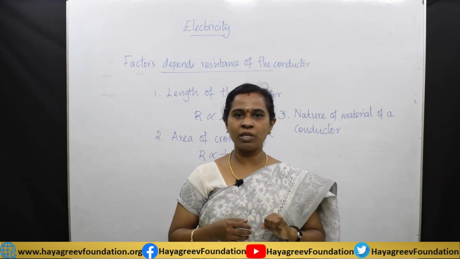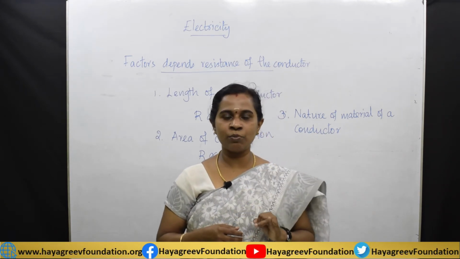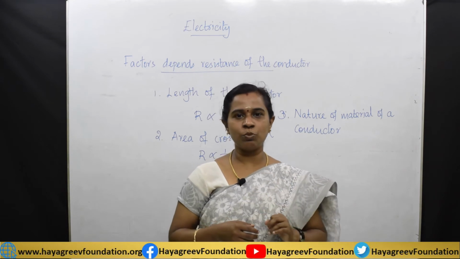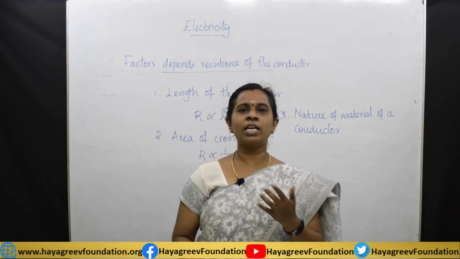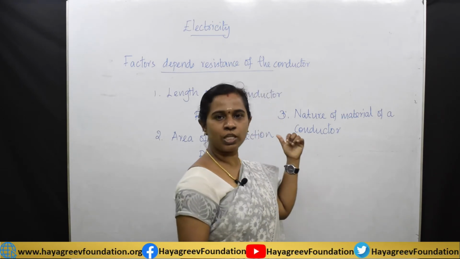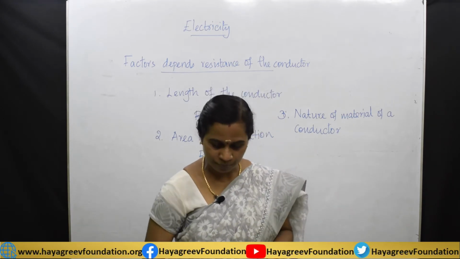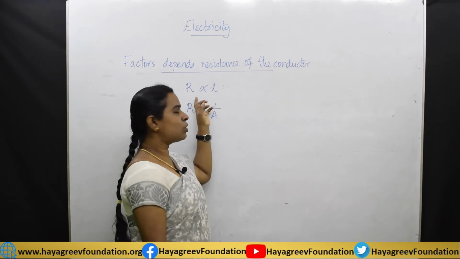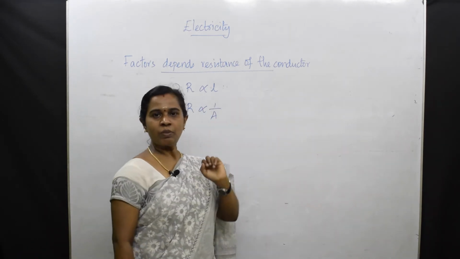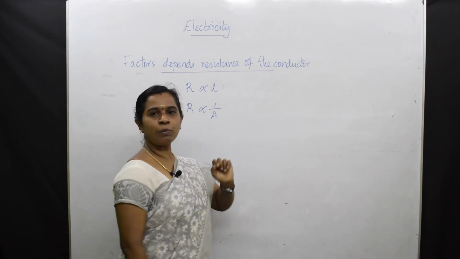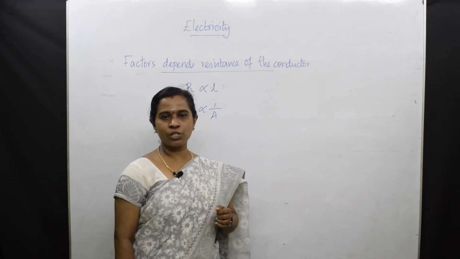One is length of the conductor, second one is area of cross section of the conductor, third one is nature of material of the conductor. Now how they are asking twisted model questions from this topic, let me see. As we know, resistance of the conductor is directly proportional to length of the conductor and inversely proportional to area of cross section of the conductor.